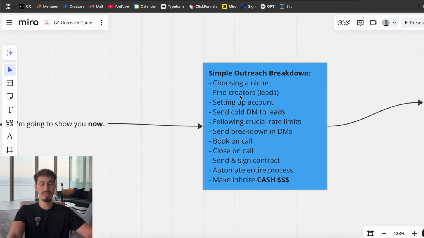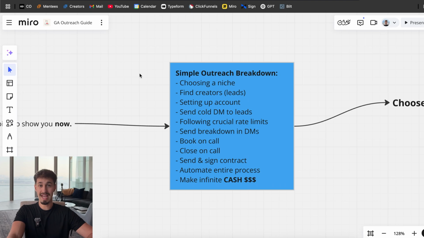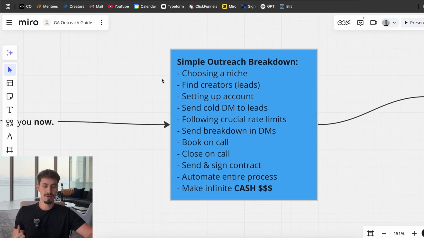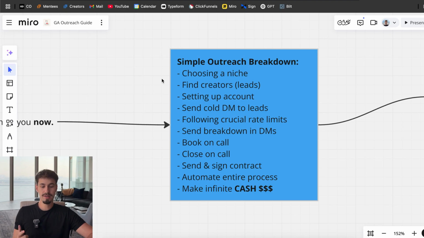Here is a simple outreach breakdown. These are all the steps that go into landing a massive creator. First, choosing a niche. Okay, simple enough. Finding creators, aka your leads. Setting up the Instagram account to DM them from. I send all my DMs through Instagram. Sending the cold DMs to the leads.